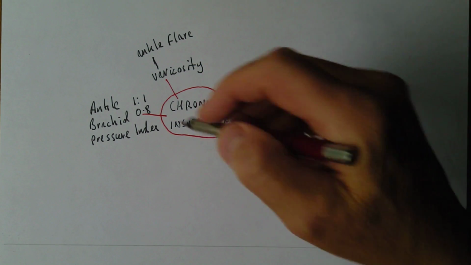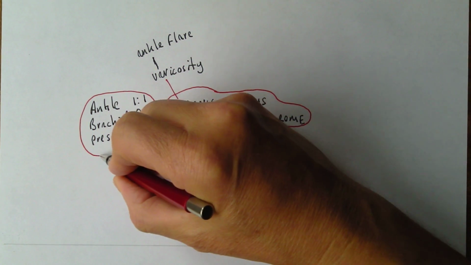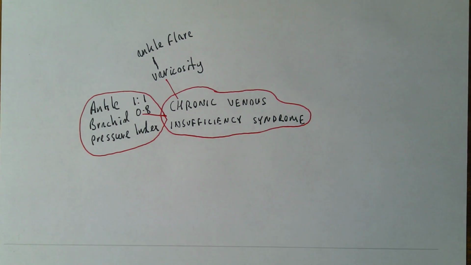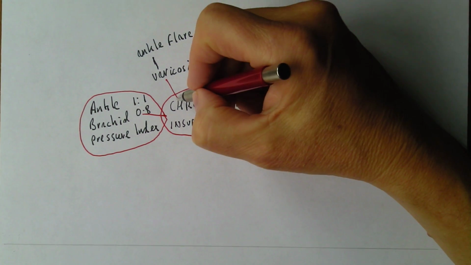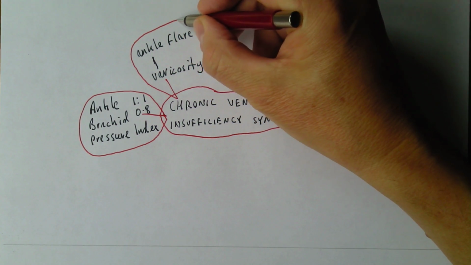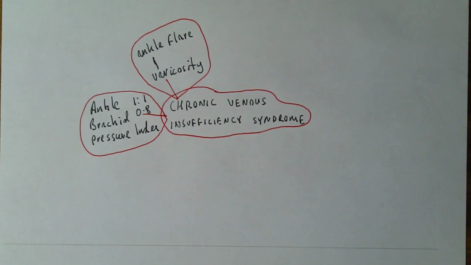So this is a differential diagnosis. I'm just trying to classify these a bit because it gets a bit confusing having just lists of clinical features. These ones are caused by the reflux of blood, the ankle flare and the varicosity, so they kind of go together.